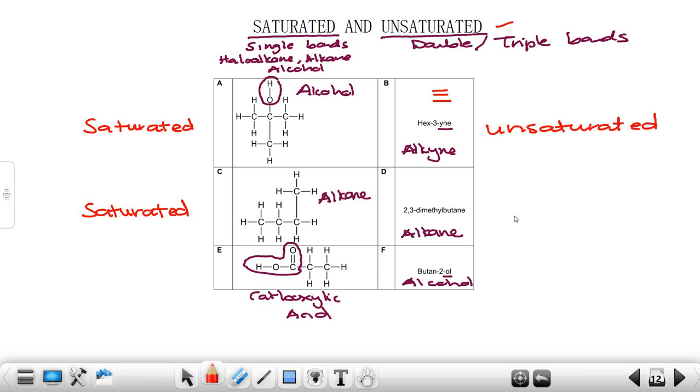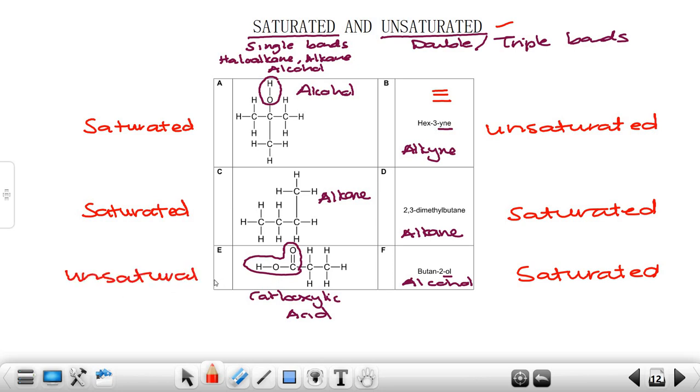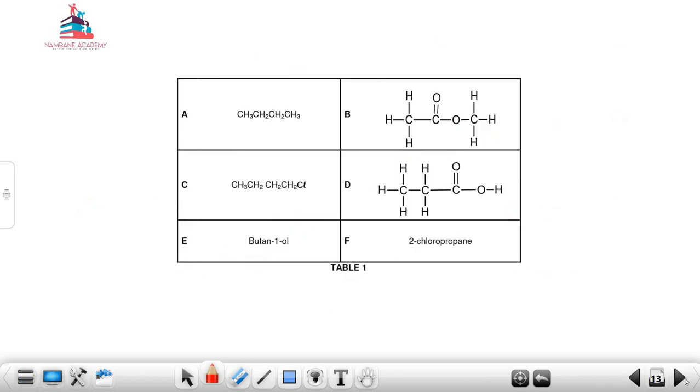Alkane, only single bonds, so it is saturated. Alcohol, only single bonds between the carbons in the hydrocarbon chain, so that is also saturated. Carboxylic acid has a double bond here on this carbon in the chain, therefore it is unsaturated. Let's look at another graph or table.